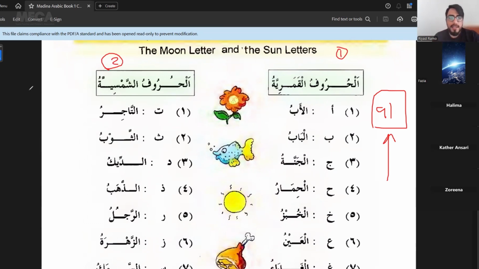it is called al-huruf al-shamsiyya, the sun letters. So what do we do for the sun letters? This is very important, okay? You're not pronouncing the alif lam clearly. It's like we're erasing this letter.